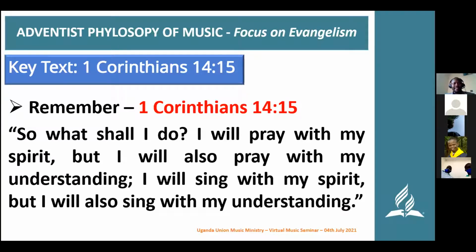If you remember our key text Mama Music gave us yesterday, 1 Corinthians chapter 14, verse 15, it says, so what shall I do? I will pray with my spirit, but I will also pray with my understanding. I will sing with my spirit, but I will also sing with my understanding. So it's not just about singing, but you have to concentrate. You have to know that you are worshiping God while singing. And that should be drawing many other souls to Christ.